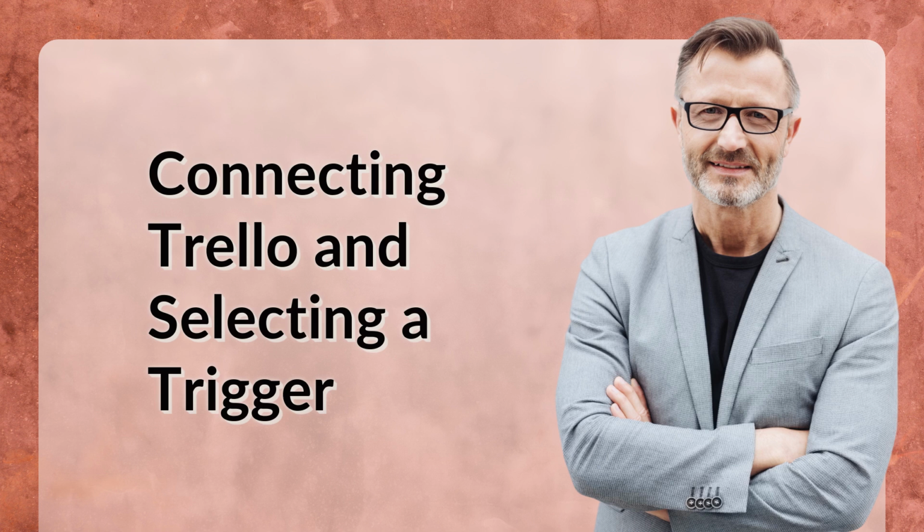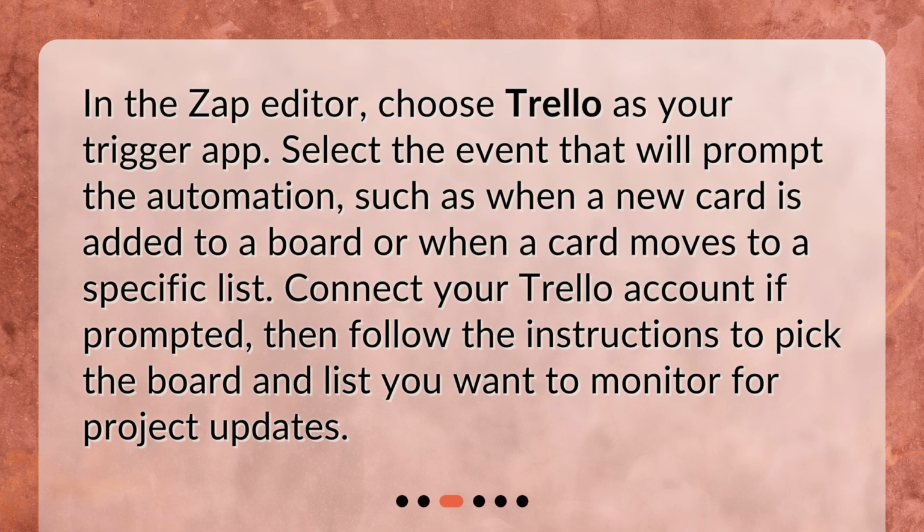Connecting Trello and selecting a trigger. In the Zap editor, choose Trello as your trigger app. Select the event that will prompt the automation, such as when a new card is added to a board or when a card moves to a specific list. Connect your Trello account if prompted, then follow the instructions to pick the board and list you want to monitor for project updates.